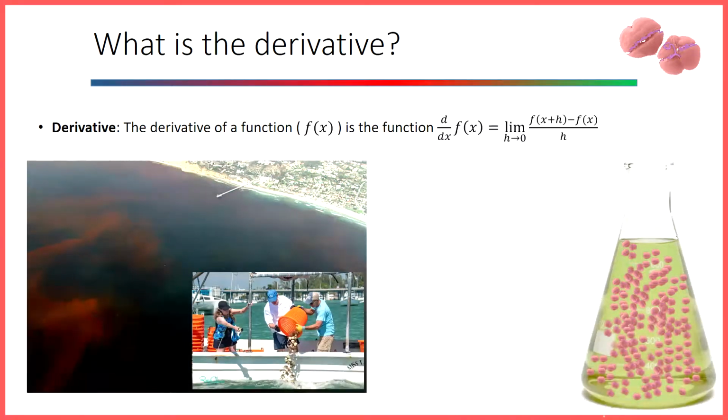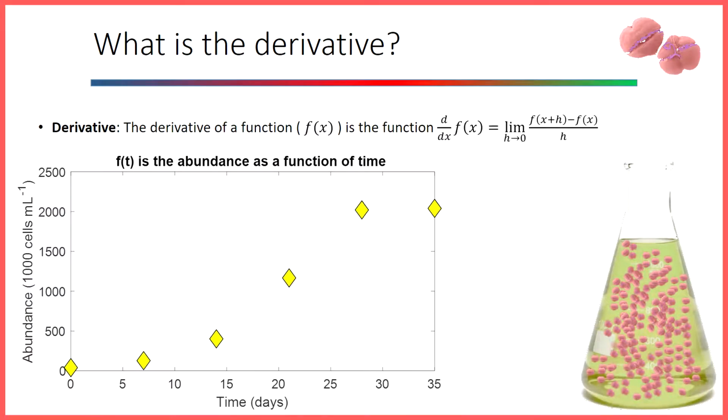Now, let's say the grad student was feeling fairly lazy and hence decided to measure the growth rate only once per week. Well, the grad student might wind up with a plot that looks like this. This plot shows us the abundance of cells per milliliter of seawater on the y-axis as a function of time on the x-axis. So we can call this f of t. F of t is therefore the abundance of the algae as a function of time.